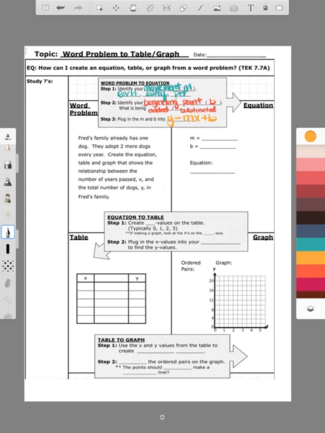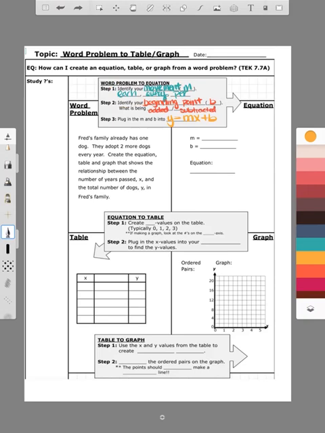Create an equation, table, and graph that shows the relationship between the number of years past X and the total number of dogs Y in Fred's family. So the first thing that we're going to do is identify the movement. We're going to identify M. And like our step said, one way to figure out what M is, is to see if we can identify one of those keywords: each, every, or per.